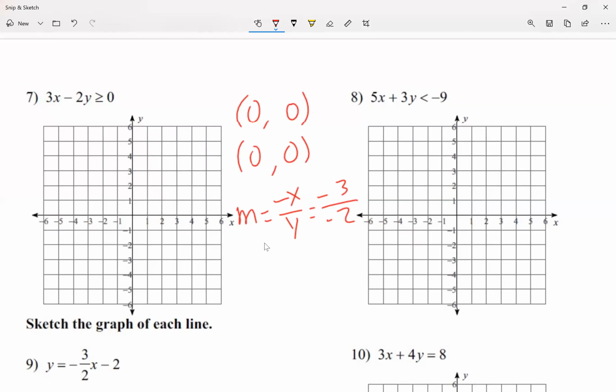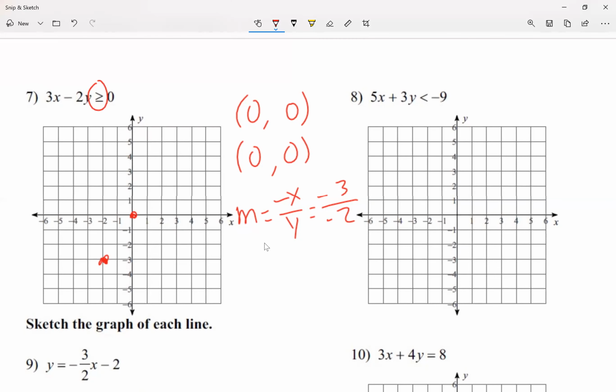So I have the point (0, 0), and my slope says go down 3, 2 to the left. So I have another point, and I'm going to connect. I have 2 points, so that's enough. I'm going to connect my points with a solid line. I look at the inequality sign because it has the "or equal to" part at the bottom, so I have to connect it with a solid line.